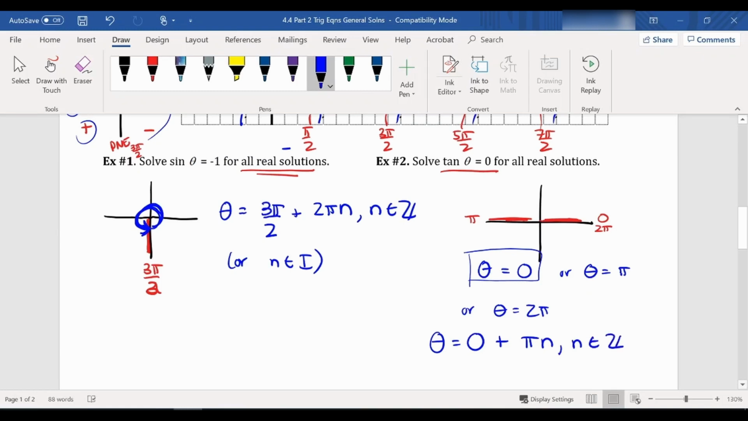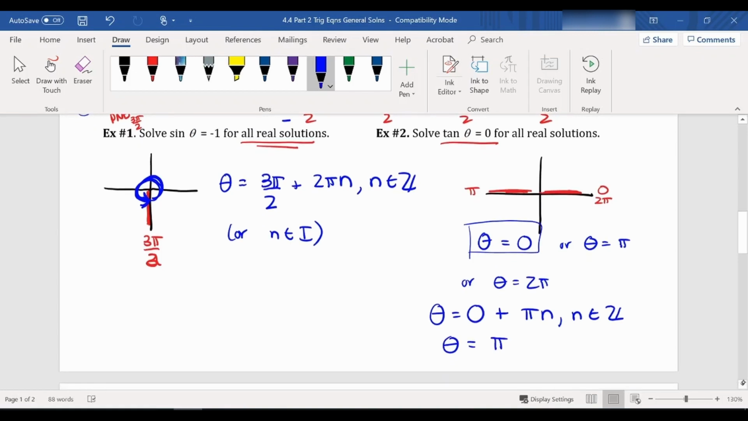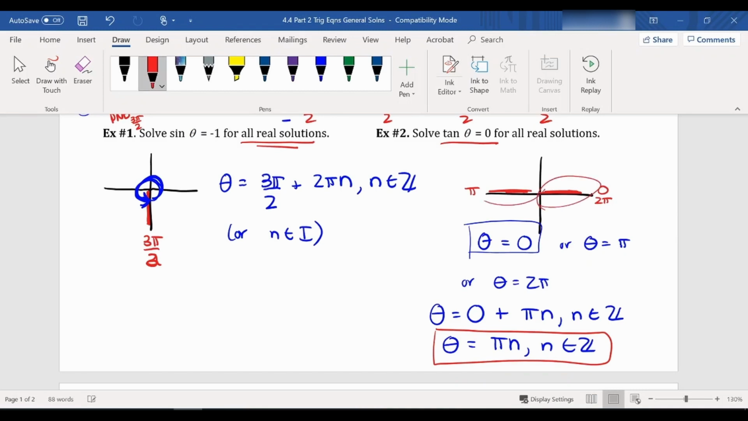I don't necessarily need to write 0 plus, right? 0 plus anything is just the stuff. So pi n would be my most simple answer. Now, technically, you could write 0 plus 2 pi n as one option and pi plus 2 pi n as another option and have two separate angles, one for here and one for here, but that would not be considered the most simple form of an answer you could give.